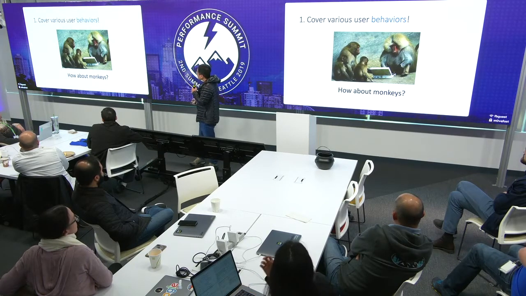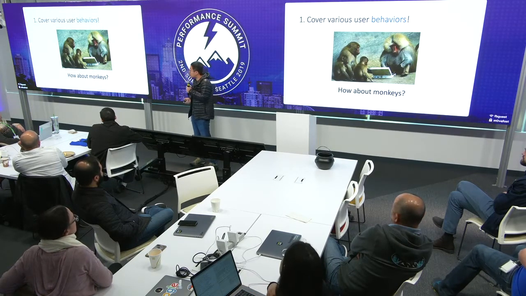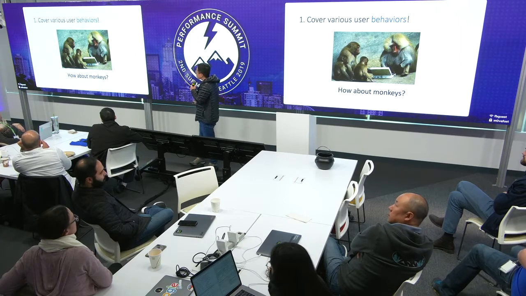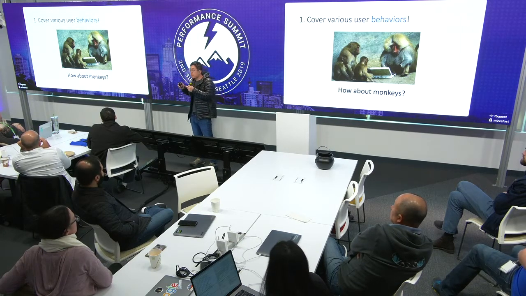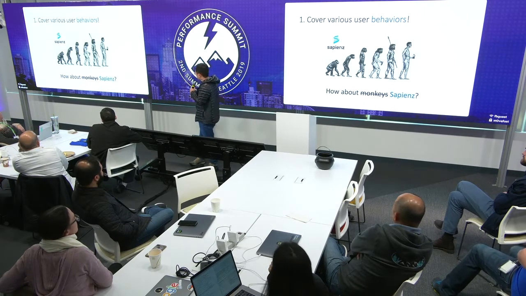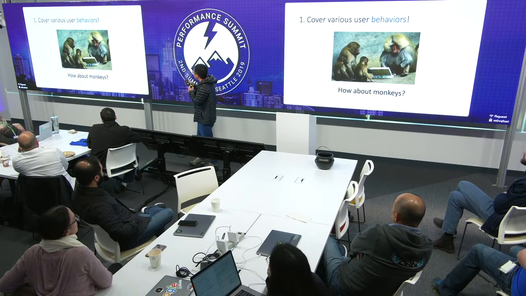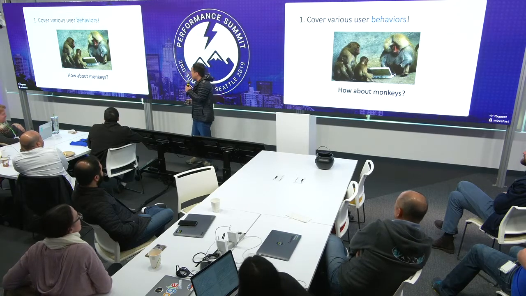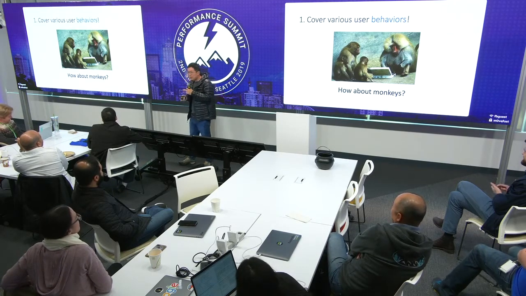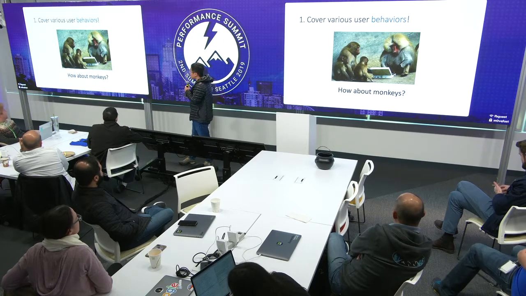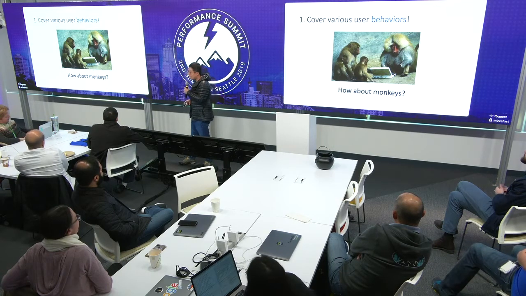So let's look at these issues one by one. So first is, how can we cover various user behaviors? I mean, in the Facebook app, there's thousands of buttons you can click. There's thousands of links you can click. But how can we do better testing to cover all the behaviors? Like, monkey testing. Well, monkeys are not smart, right? So here's the idea, like Sapiens, which are supposed to be smarter than monkeys.